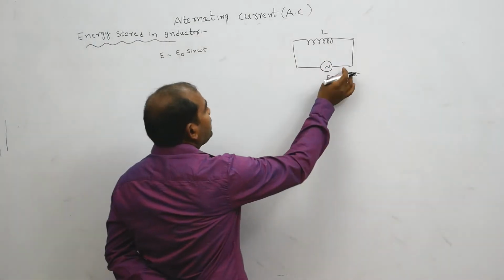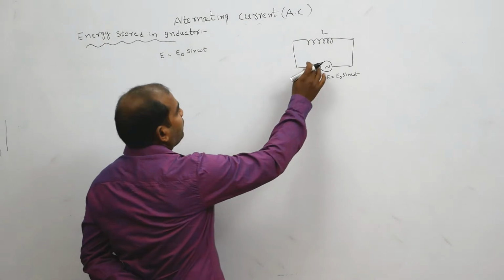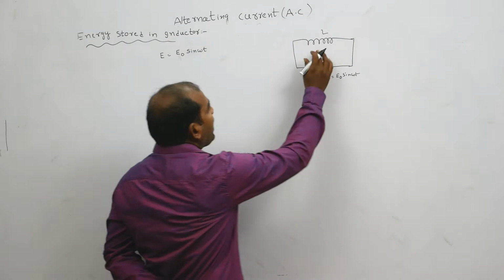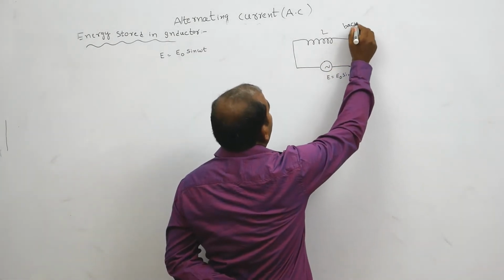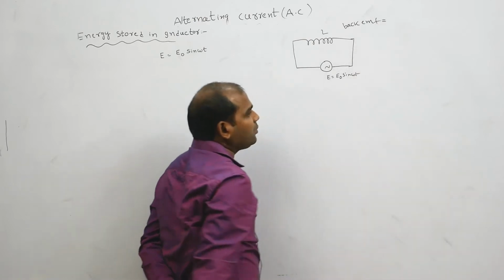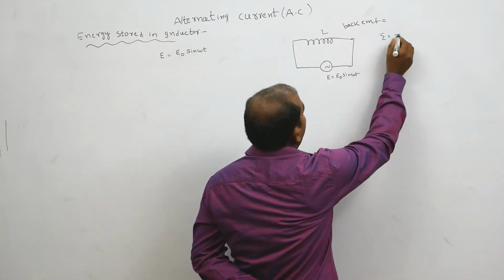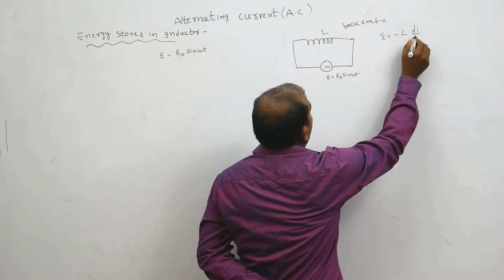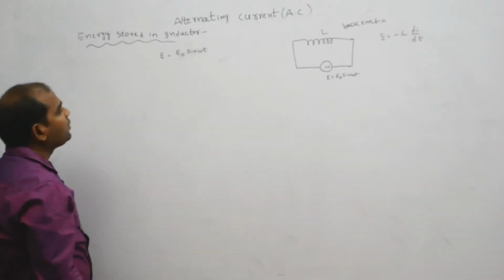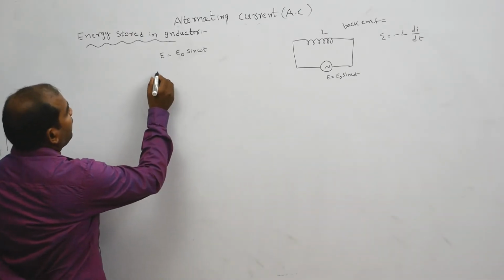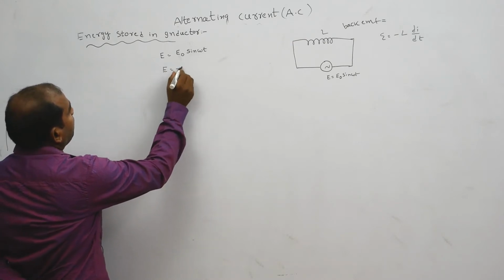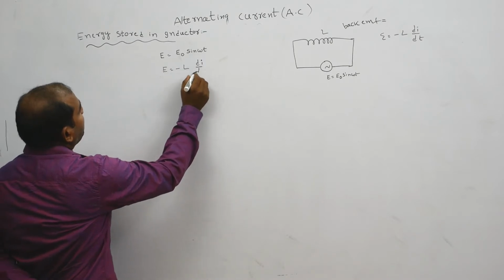When the plug is closed in the circuit, when the current is going to rise from 0 to its maximum value, a back EMF is produced. We already know the back EMF. This back EMF is equal to how much? The value is E is equal to minus L di by dt. We already discussed this in the electromagnetic induction chapter. So this back EMF can be written as E is equal to minus L di by dt.